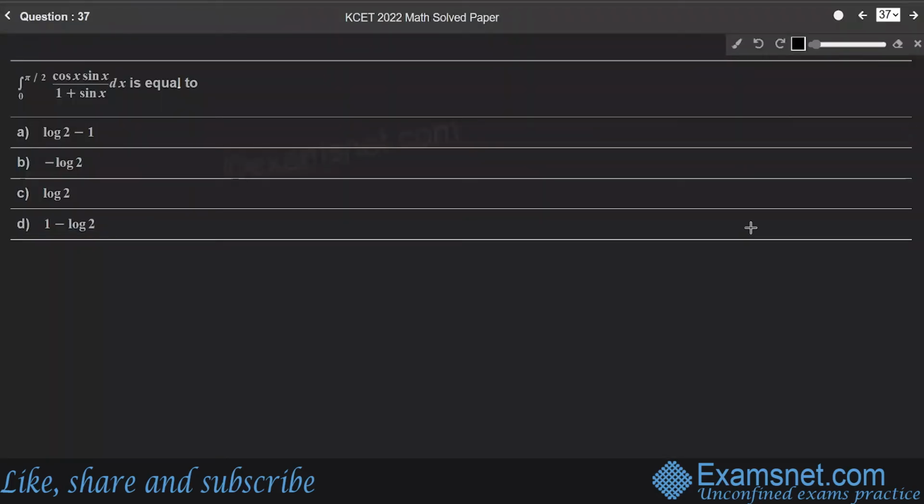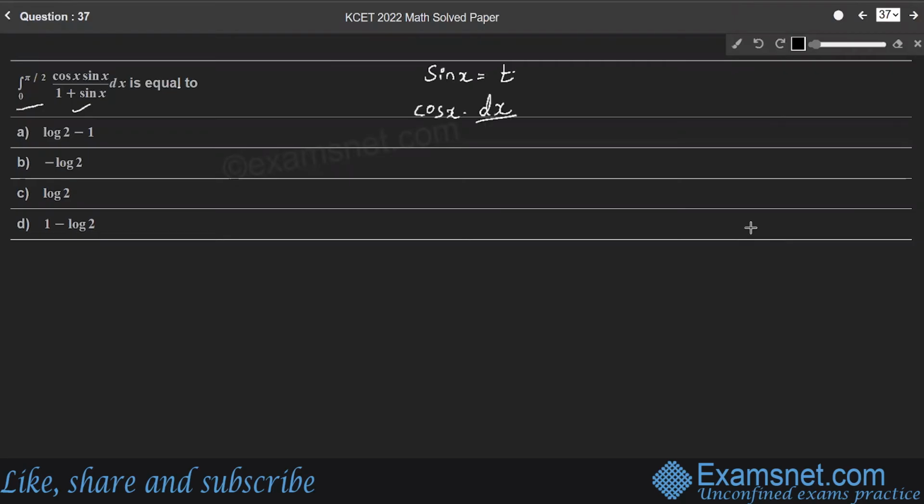Question 37. Integral from 0 to pi by 2 of cos x sin x by 1 plus sin x dx is equal to. Consider sin x as t. So take the derivative of sin x, so it becomes cos x.